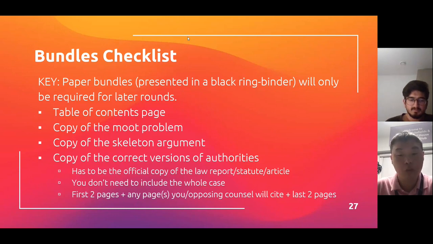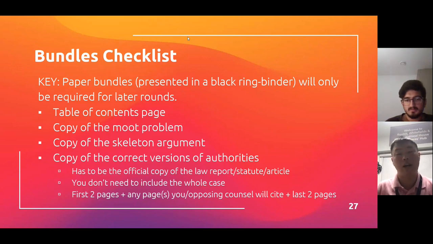So your bundle should begin, whether it's electronic or paper version, with a table of contents. For electronic bundles, we just ask you to include the page numbers, but if it's a physical bundle, it may be nice to use tabs or other visual indicators to make it easier for the judge to locate the right pages during a moot. Please include a copy of the moot problem, which is emailed to you at the start of the moot, and also a copy of your skeleton argument. Please make sure that the document is formatted correctly and that it is numbered.